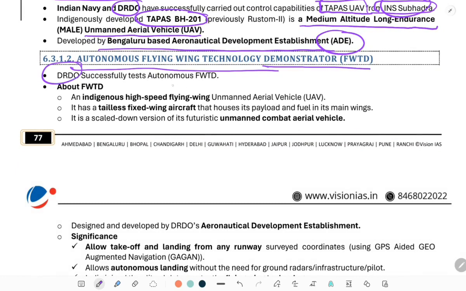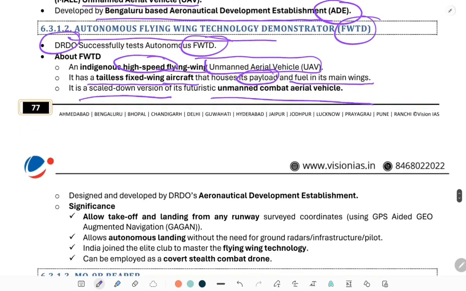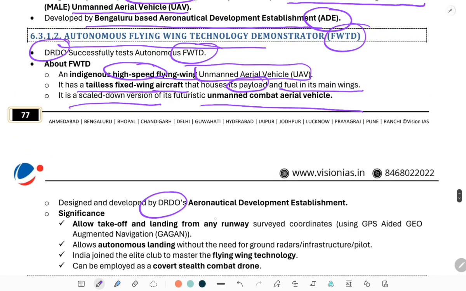Then, the Autonomous Flying Wing Technology Demonstrator. DRDO successfully tested the autonomous FWTD, an indigenous high-speed flying wing unmanned aerial vehicle. It is a tailless fixed-wing aircraft that houses its payload and fuel in its main wings. It is a scaled-down version of its futuristic unmanned combat aerial vehicle. It is designed and developed by DRDO's Aeronautical Development Establishment.